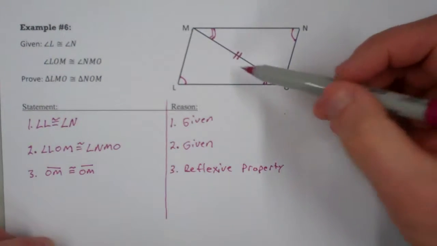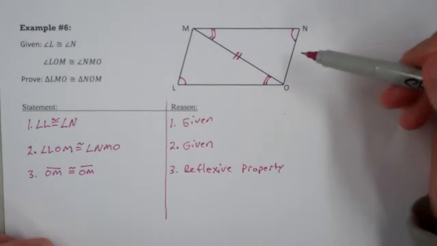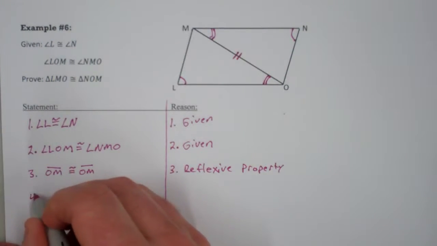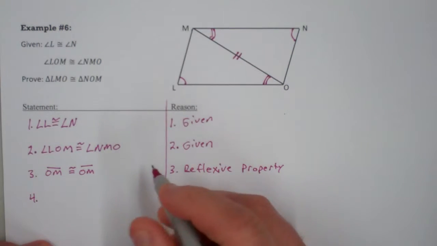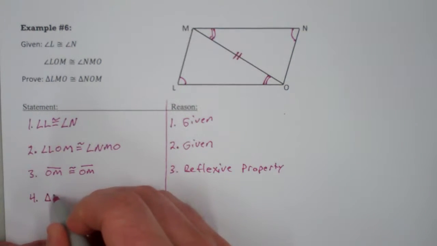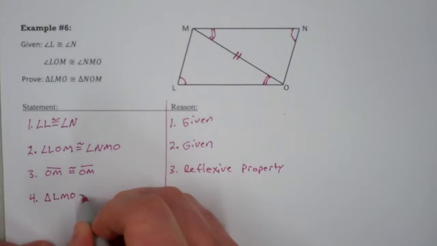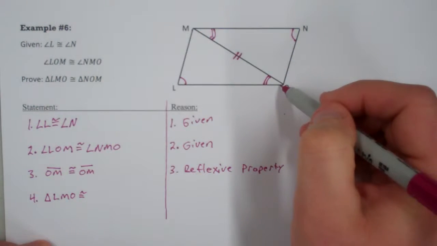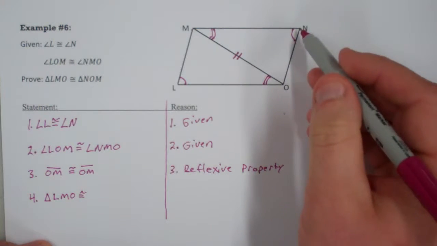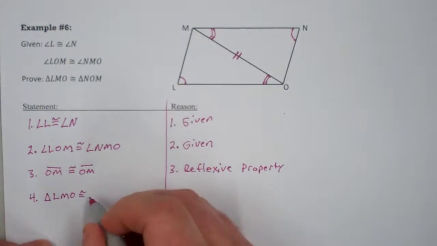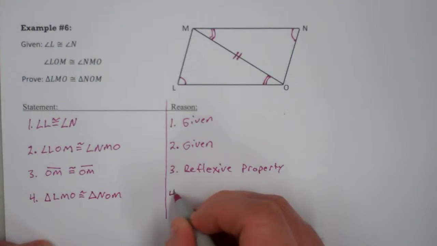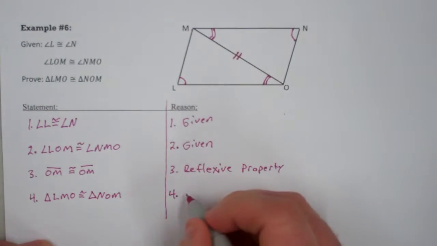Now let's look at these triangles. We have angle, angle, side, angle, angle, side. That is a valid way to prove that two triangles are congruent. So we are allowed to prove that triangle LMO, so here's LMO, is congruent to NOM. There's triangle NOM. And the reason we said was angle, angle, side.